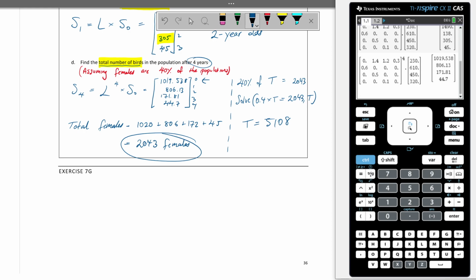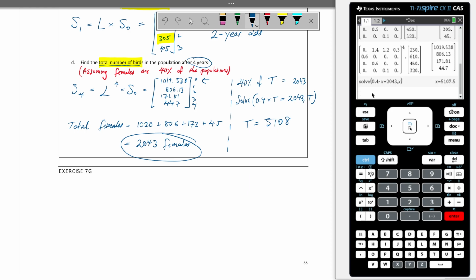And again, just to show you this on the CAS, menu, 0.4 times X is equal to 2043. Did not type that in right. Comma X. And we go. And as you can see, I've rounded it up there.